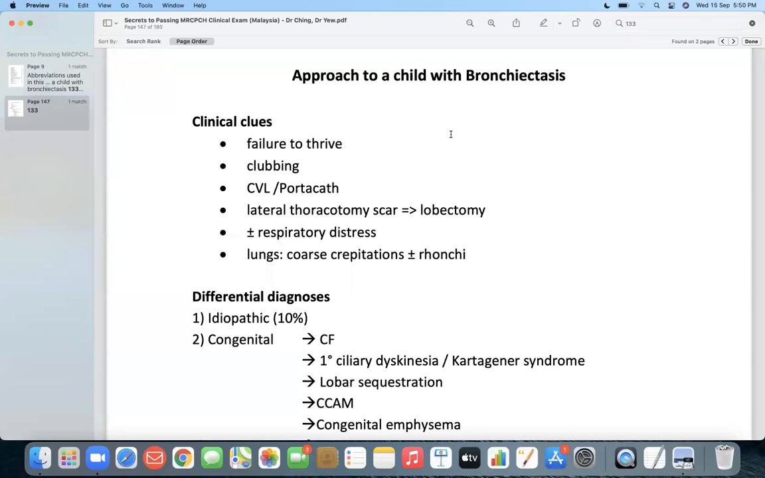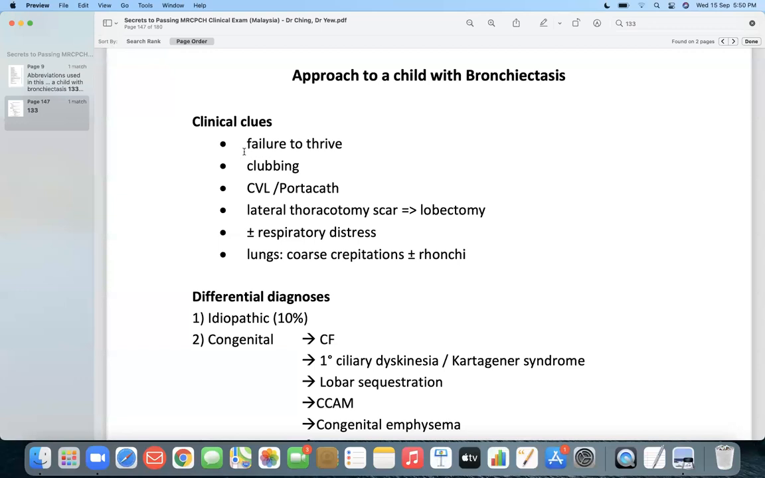Okay, anyways, practice yourself and let's see how it goes. So now let's go to our case. It was a case of bronchiectasis with lobectomy, post-lobectomy. So let's read the approach to a child with bronchiectasis.